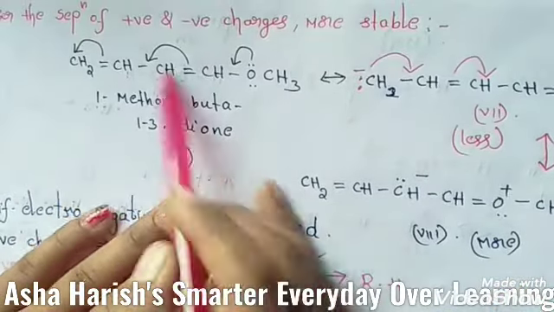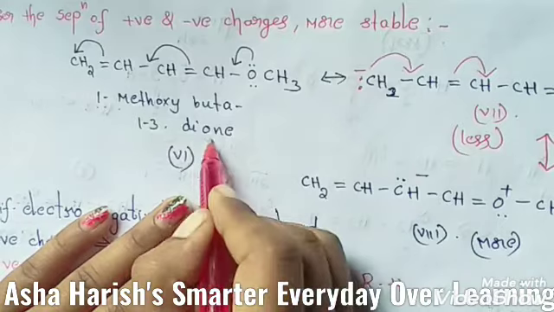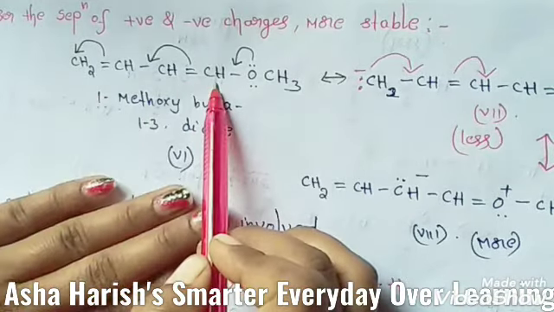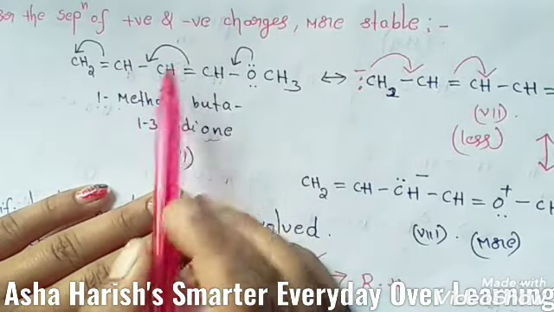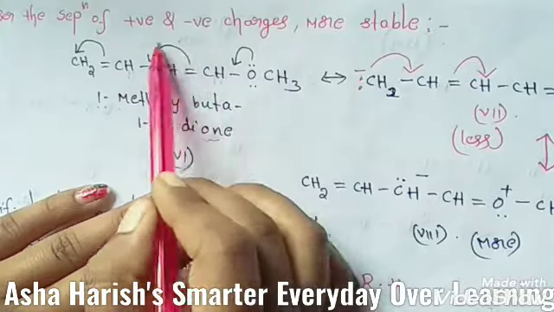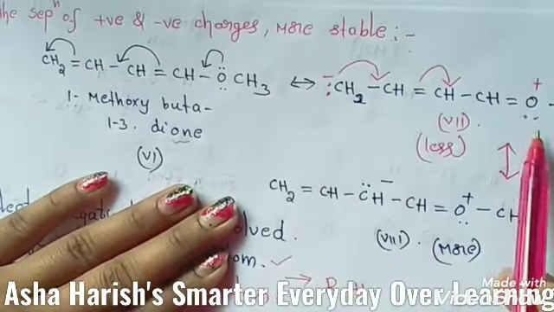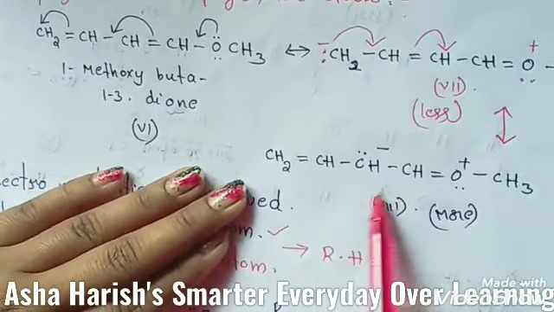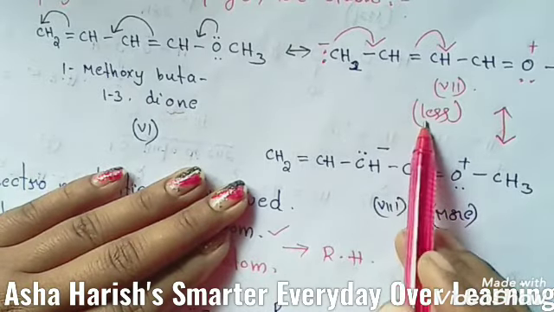Already I have drawn here from this 1-methoxy-buta-1,3-diene. So this is the methoxy group. Then here 1, 2, 3, 4 carbon atoms are present here. So the root word is but. Then, based upon the shifting of electrons like this, the formed resonance structure should be like this, and this is the 7th one, and here the final structure is the 8th one. This is more stable and here is less stable.